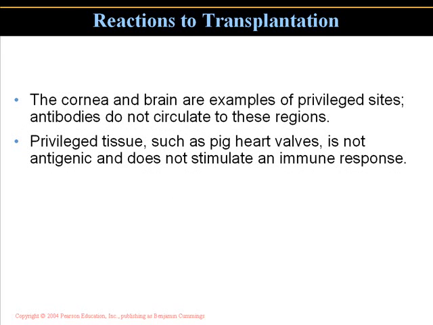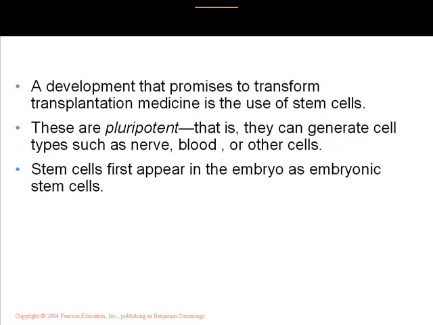If the correct HLA typing has not been done, then transplants from different organ systems may not match to the recipient, and thus our immune system will not recognize the HLA typing, and then our immune system would attack the transplanted organ. The cornea and the brain are examples of privileged sites where antibodies do not circulate into these regions. Privileged tissues, such as a pig heart valve, are not antigenic, and do not stimulate an immune response.